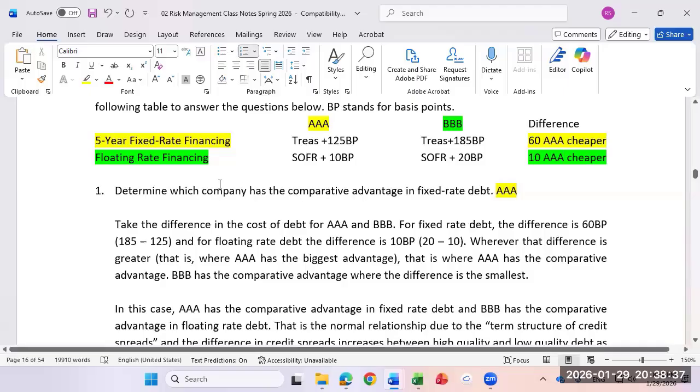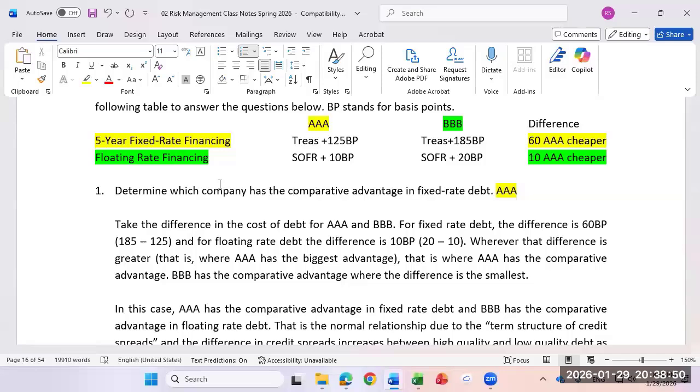Granted, AAA has the absolute advantage in both, but they have a comparative advantage on fixed rate. Who has the comparative advantage on floating rate? Triple B, right? If you took economics, you talk about comparative advantage, it's the same concept. So AAA has the absolute advantage, but they have a comparative advantage on fixed, and triple B has a comparative advantage on floating. Wherever they have the comparative advantage, that's where they're going to borrow money, and then we'll swap them over to the other side, right?